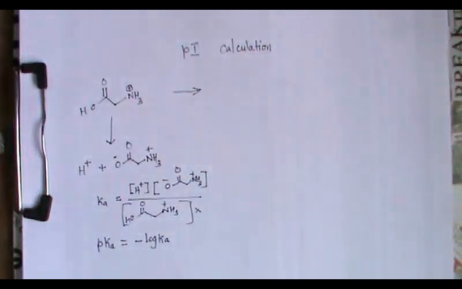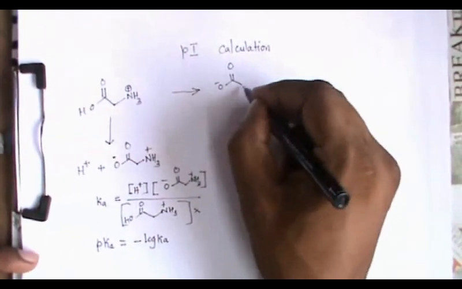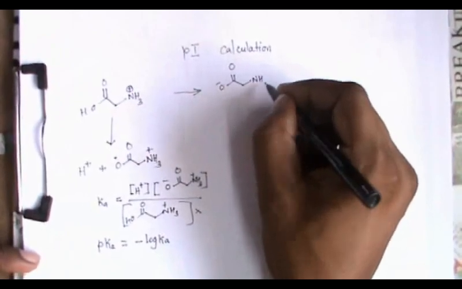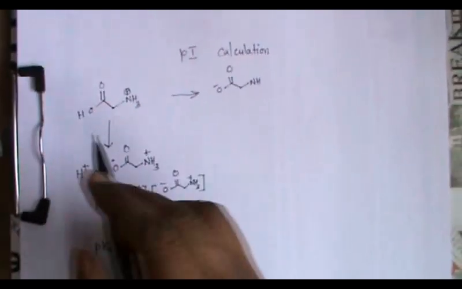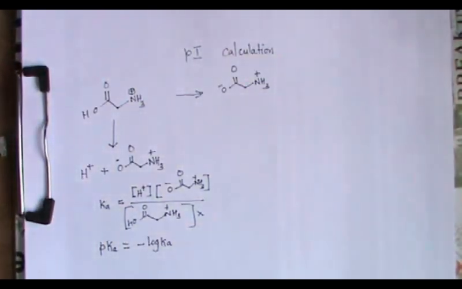I increase the pH of the medium. Initially the more acidic proton will undergo dissociation and we get this at a certain pH.